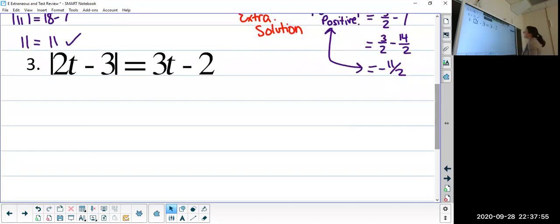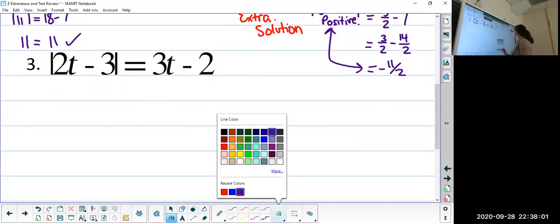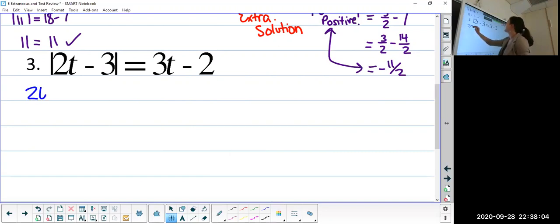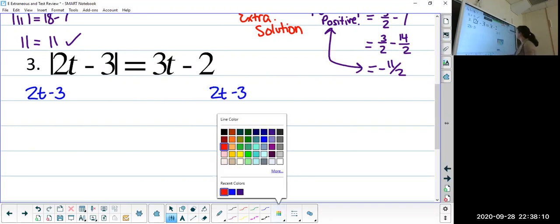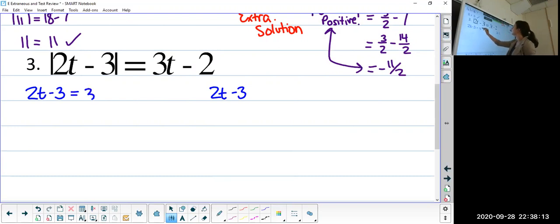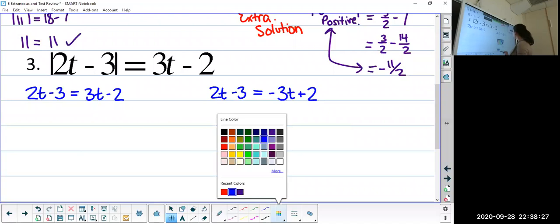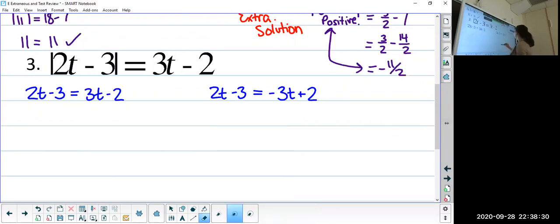So looking at number 3, again, I'm going to say, okay, the absolute value, 2t minus 3, is going to stay the same. 2t minus 3, 2t minus 3. But one side is going to be positive, so one side is going to stay the same, 3t minus 2, and the other side is going to become negative, so everything changes the sign, negative 3t plus 2. So from here, let's go ahead and solve for t. The process will be the same for either side. You can change it if you want to, but you don't have to. I'm going to change this color so that you know it's the negative 1.